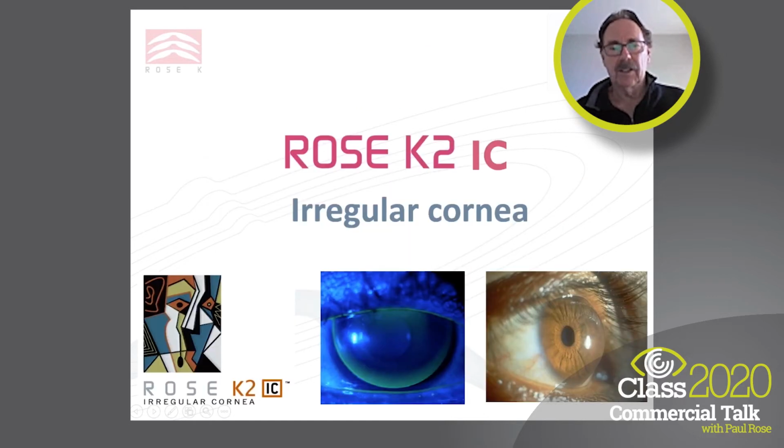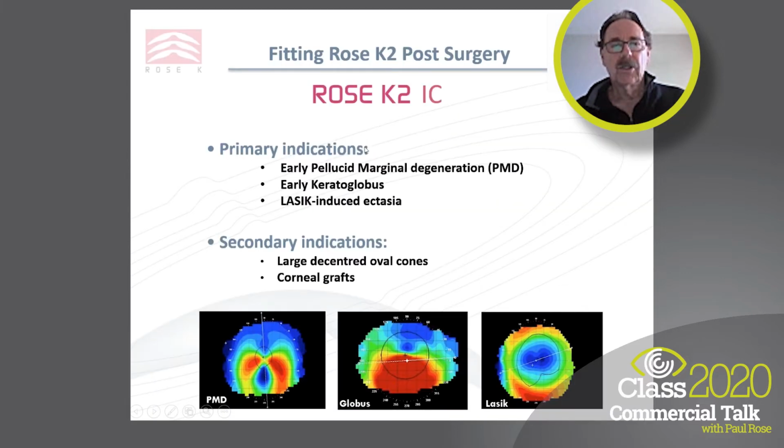What about the IC lens? The IC is again a corneal lens, and it's made for the irregular cornea, and it occupies the majority of the cornea. So when I designed this back in 2000, it was basically for early pellucid. We weren't using these larger lenses like semisclerals. I now prefer semisclerals for pellucid, early globus, and for some LASIK-induced cases, and also for grafts. So that's why I'm touching on it in the graft section.